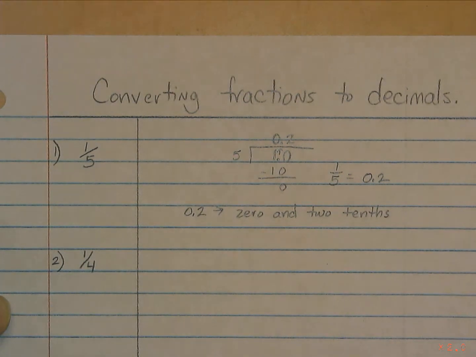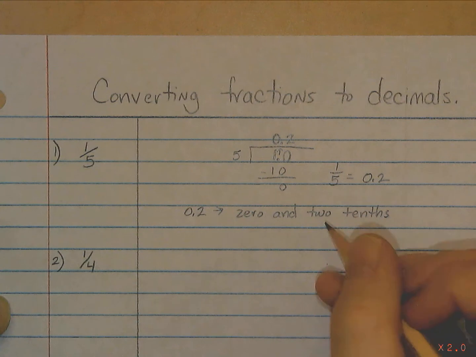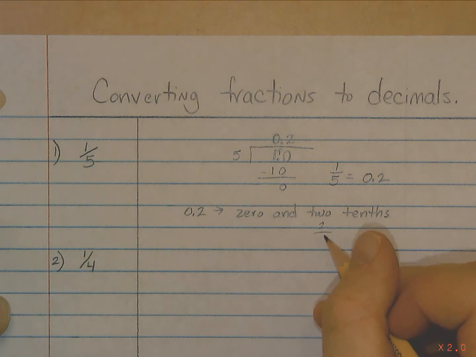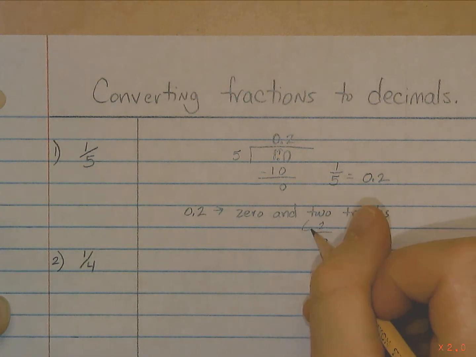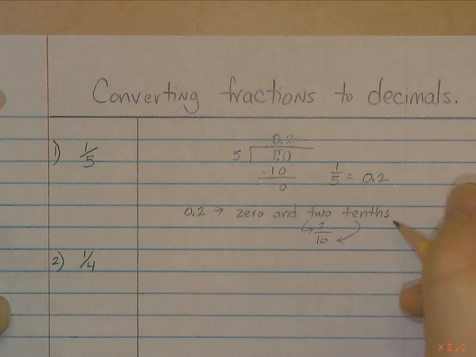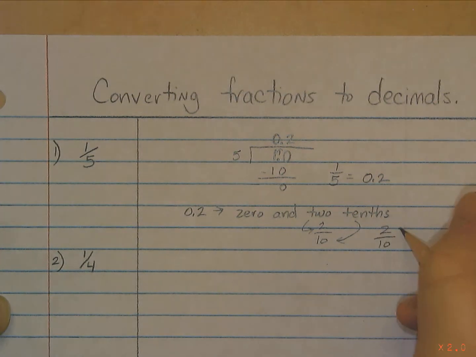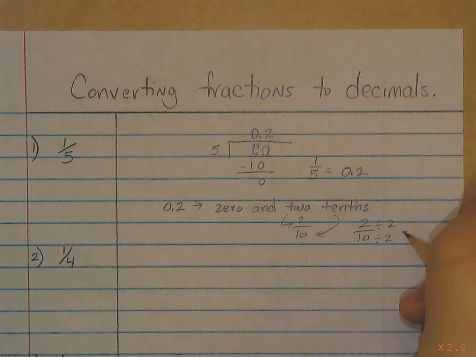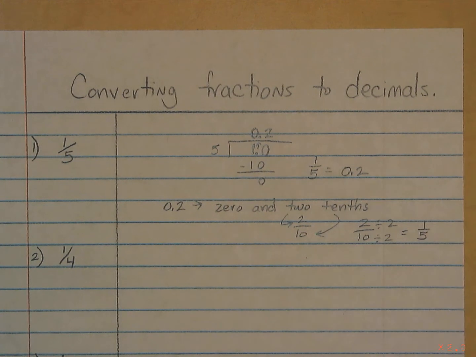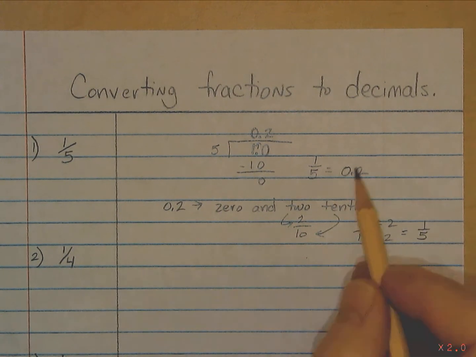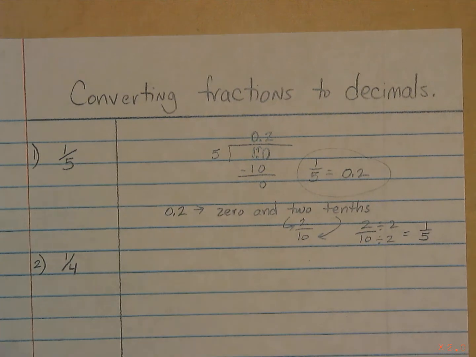Okay, so if you think about it, 2/10, right? There's the 2, there's the tenths. If we put that in lowest terms, divide them both by 2, we'll see that equals 1/5 again. So it goes back to 1/5. So you see again, 1/5 equals 0 and 2/10, or just 2/10.